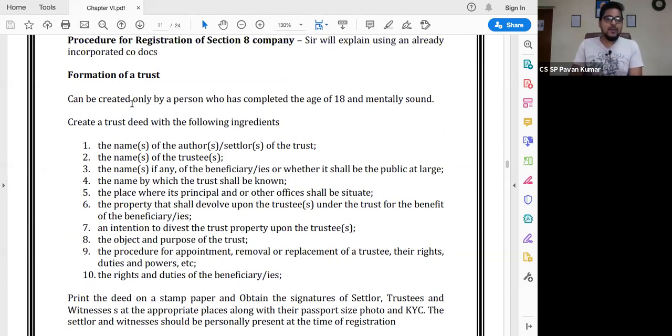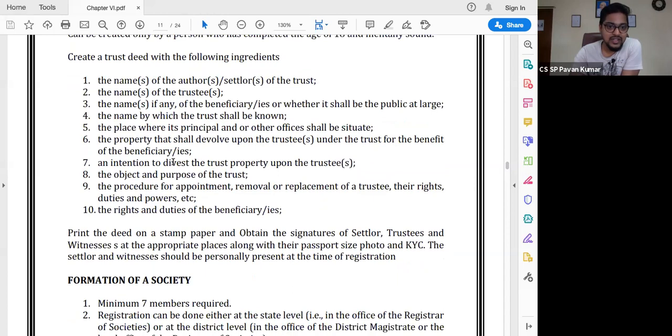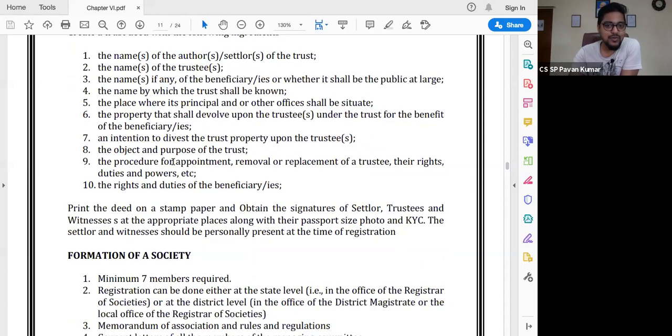So a trust can be created only by a person who is competent to enter into a contract. We already saw who can be a settler, who is competent to enter into a contract, which means that he should be above 18 years and mentally sound. The basic document here is the trust deed. It contains the name of the author, which is the settler, the name of the trustee, the name of the beneficiary, the name by which the trust is to be called, the place where its principal office shall be situated, the trust property details, and the intention of the property. With that property, what are we going to do?